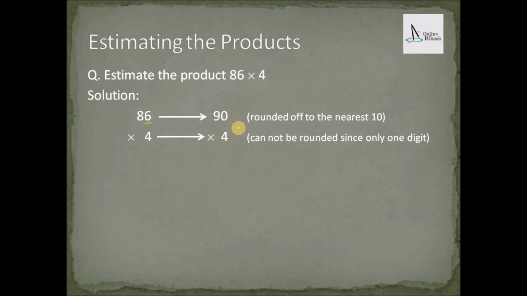Okay, you have got this 90 and 4. It is the rounded numbers. Okay, 90 and 4. How to multiply 90 and 4? Simply you multiply 9 and 4.